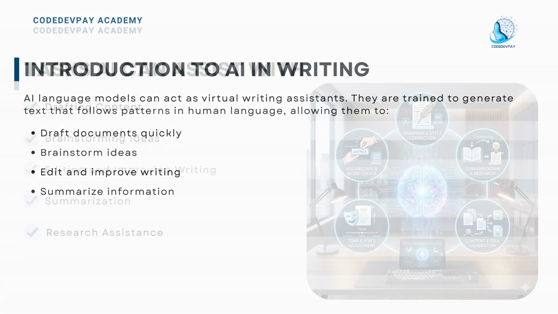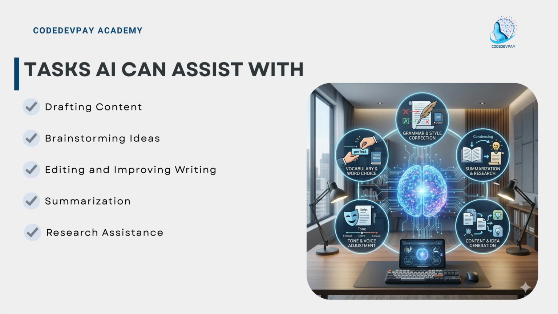So these are some tasks that AI can assist with: drafting content, brainstorming ideas, editing and improving writing, summarization, and research assistance. For content drafting, it can help us with emails, both professional and casual, blog posts and articles, marketing copies, social media captions, and a whole lot.